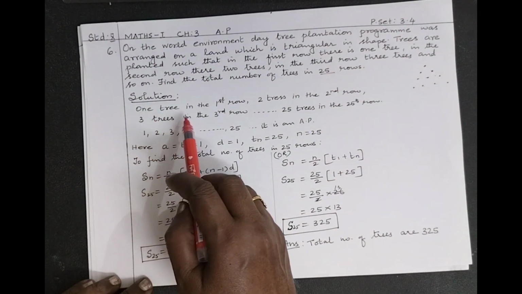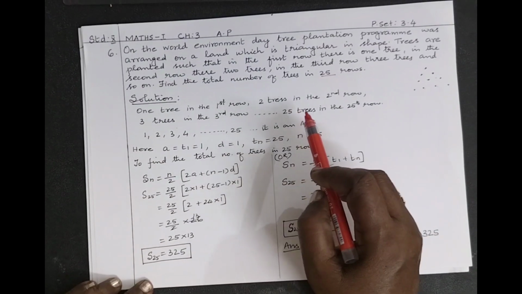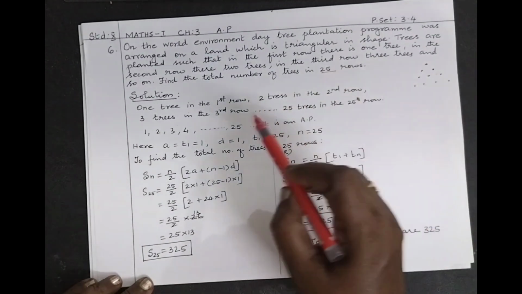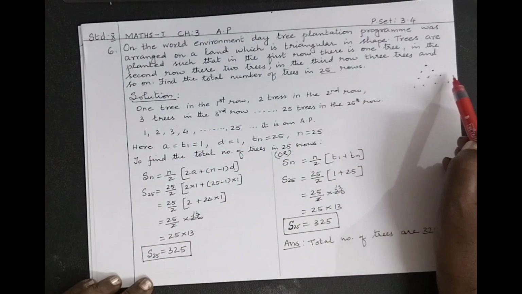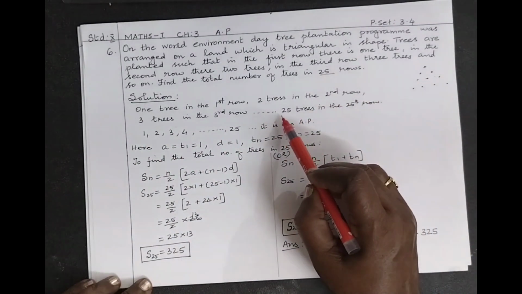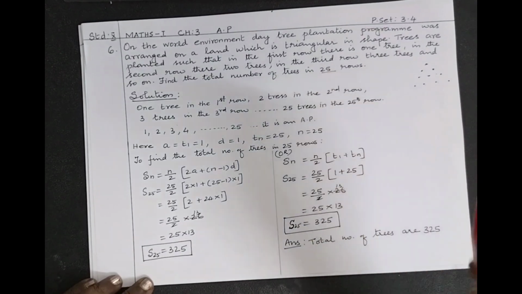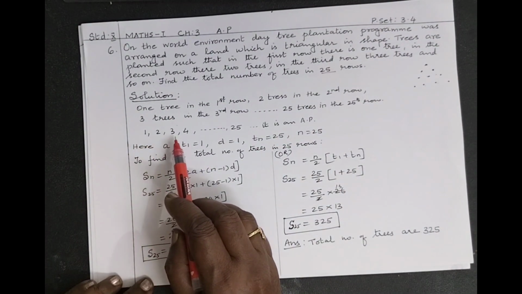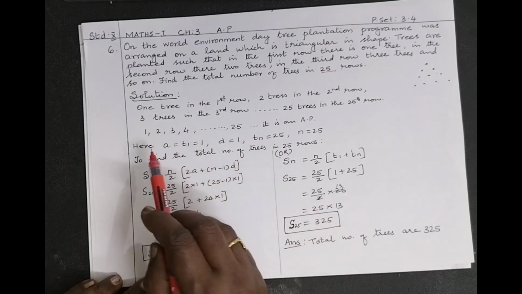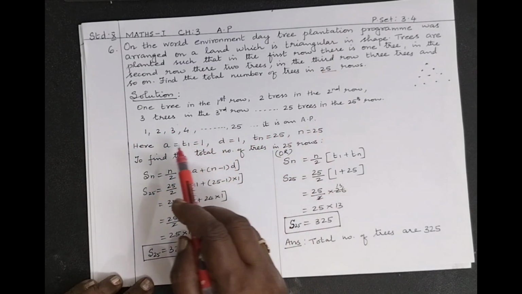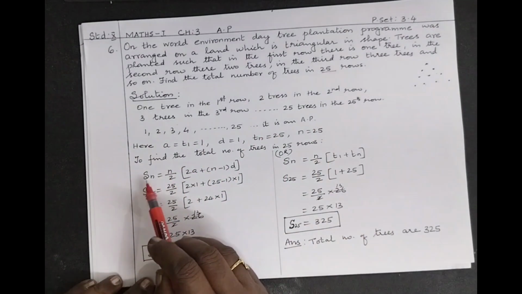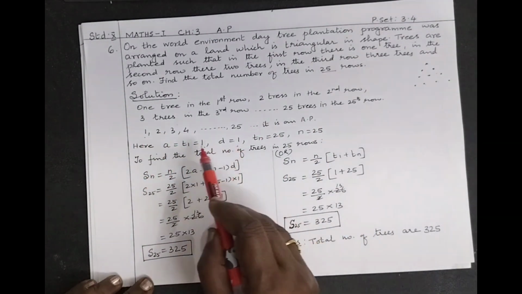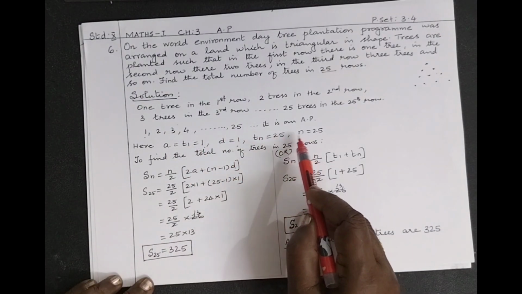So, one tree in the first row, two trees in the second row, three trees in the third row, and so on. Therefore, 25 trees in the 25th row. So, 1, 2, 3, 4, etc., 25. Now, this is an AP because the common difference is constant. Here A, that is T1, the first term, is 1. D is also 1. Tn is what? 25. And n is also what?